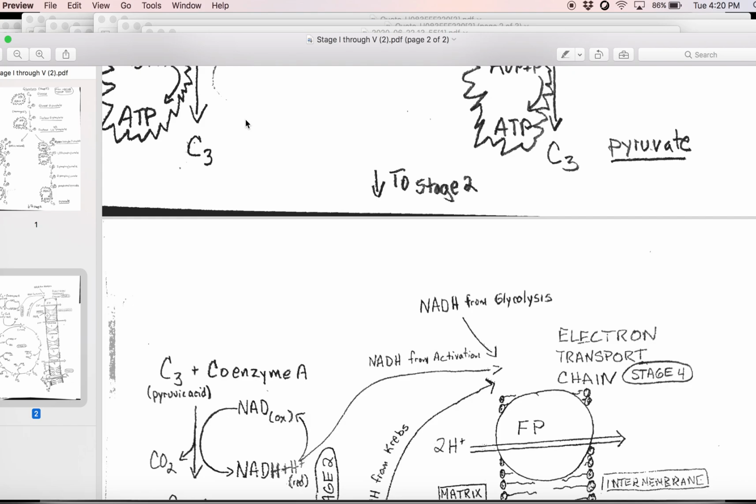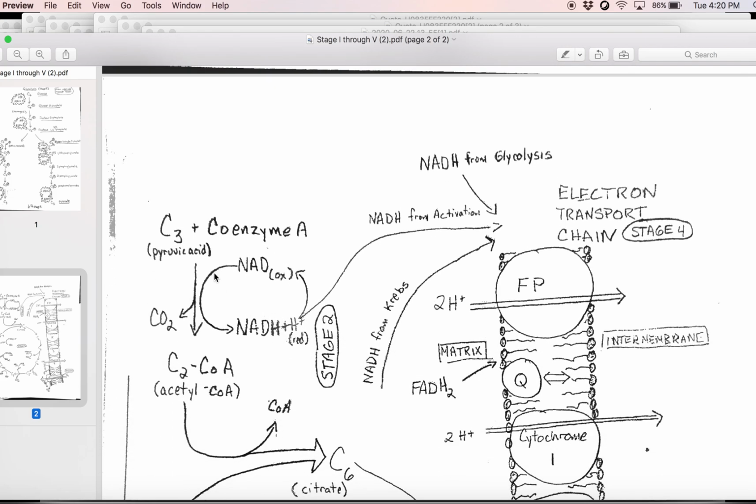That pyruvate molecule has got to get from the cytoplasm into the matrix. And so it starts in the cytoplasm and moves across both membranes of the mitochondrion, the outer and the inner, and ends up in the matrix. Carbon dioxide comes off of that. That 3-carbon molecule becomes a 2-carbon molecule. It gets attached to coenzyme A. Coenzyme A are molecules that help enzymes do their job. A lot of vitamins are coenzymes.